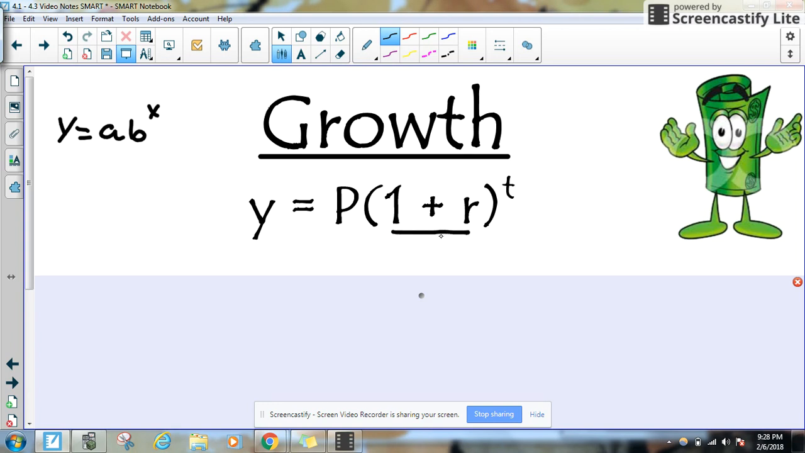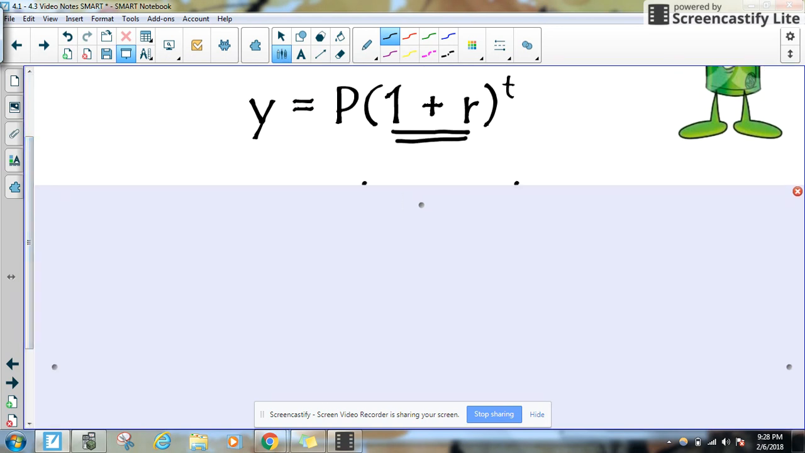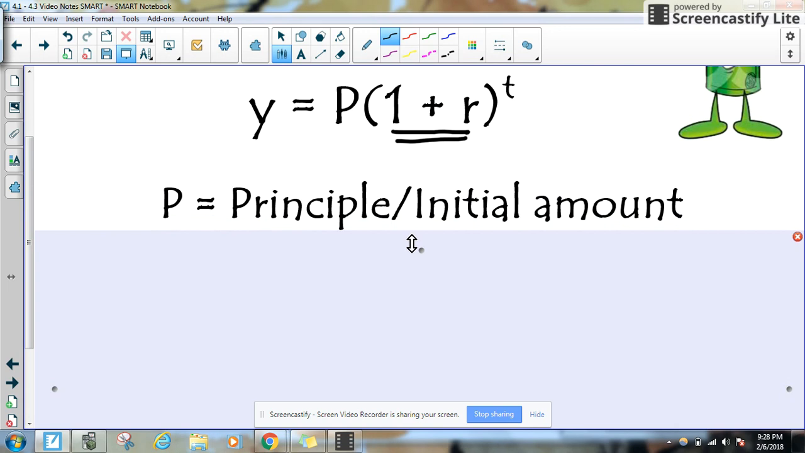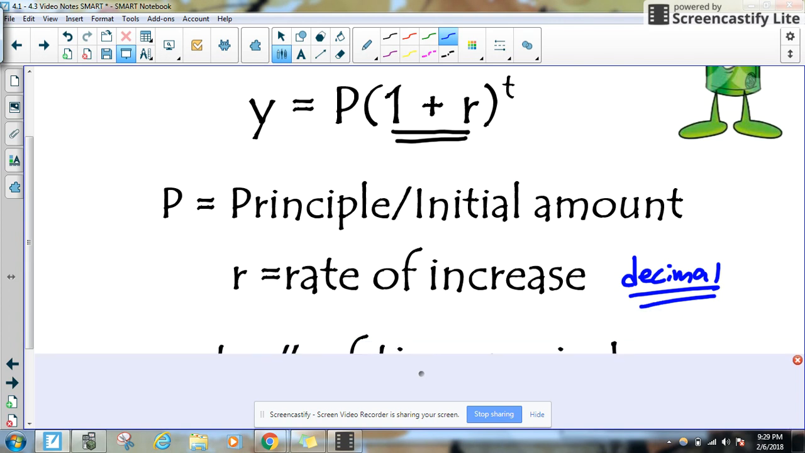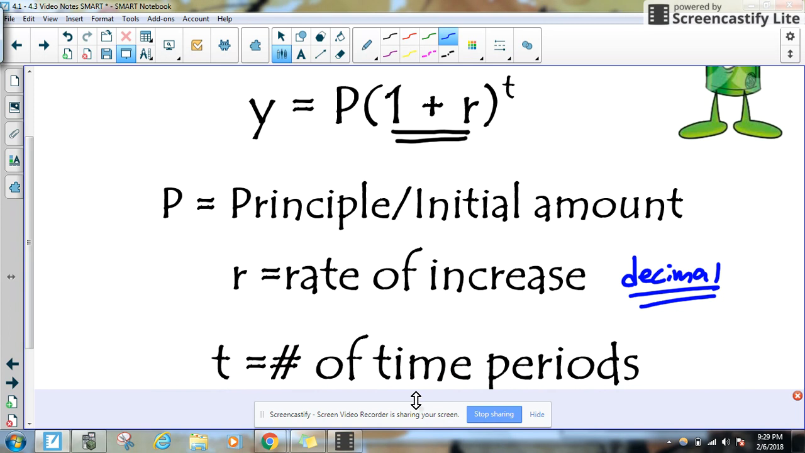Notice that this takes the place of the b, and we'll talk about what that means in a little bit. What you need to know is the p stands for the principal, or the initial amount, similarly to a. The r stands for the rate of increase, and it's very important that in your formula, your rate of increase is always a decimal. Oftentimes we're going to be dealing with a percentage. You need to convert that to the decimal equivalent. You don't plug a percentage into your formula. And last, the t is the number of time periods, number of days, number of months, whatever it is that the problem is dealing with.